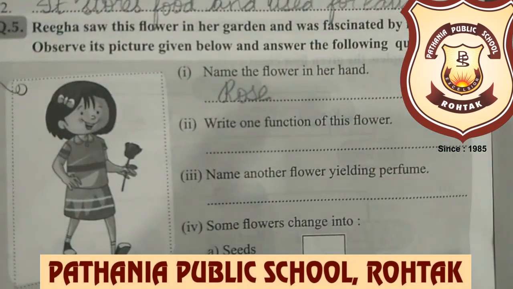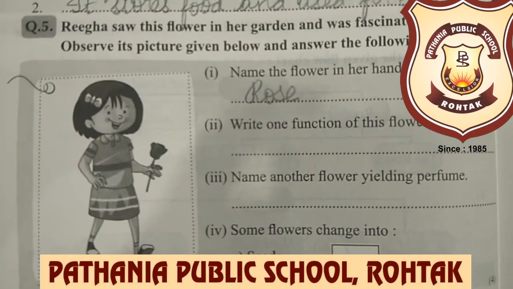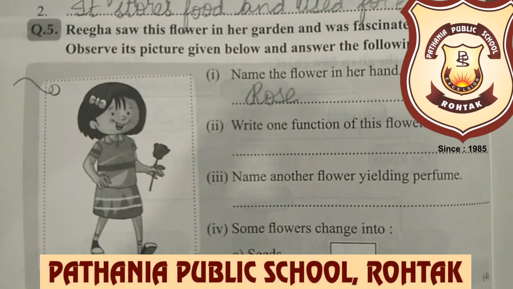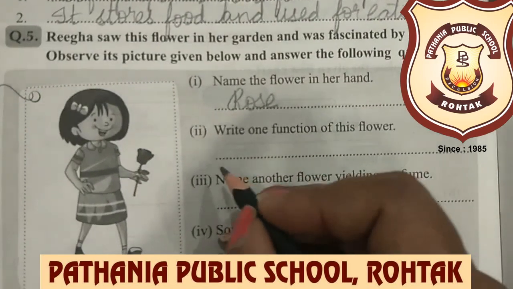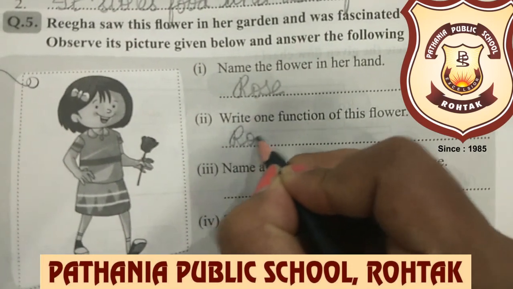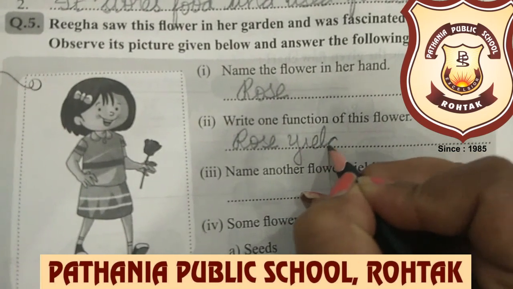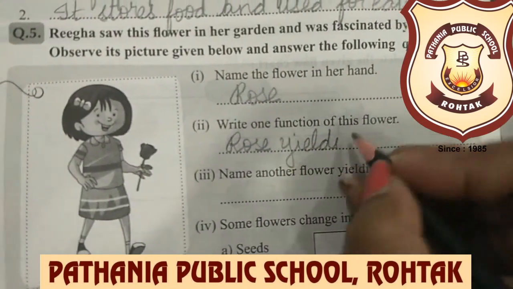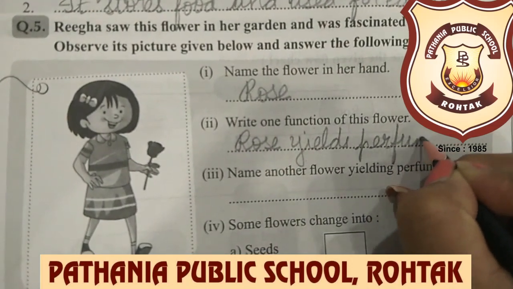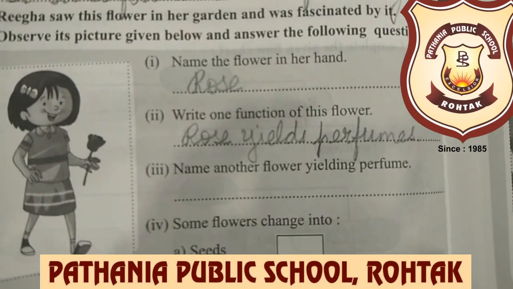Write one function of this flower. Give one function of this flower. Rose. Give one function of rose. Yes. Tell me. Yes, beta. Rose yields perfumes. Roses are used to make perfumes.